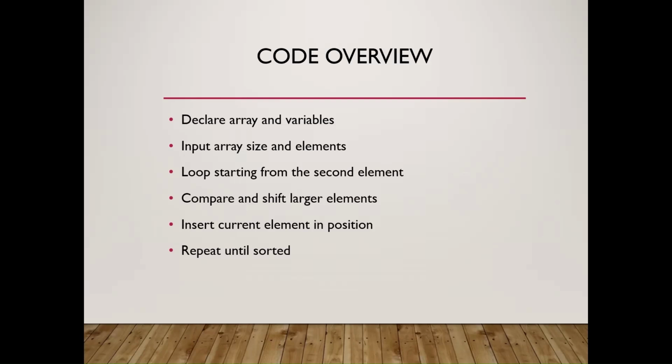So this is the general overview of the code. We will declare the arrays and variables, and input the size of the array and the elements. The loop will start from the second element, and then it will compare and shift the larger elements to the right, insert the current element in the right position, and the process goes on until the array is sorted.